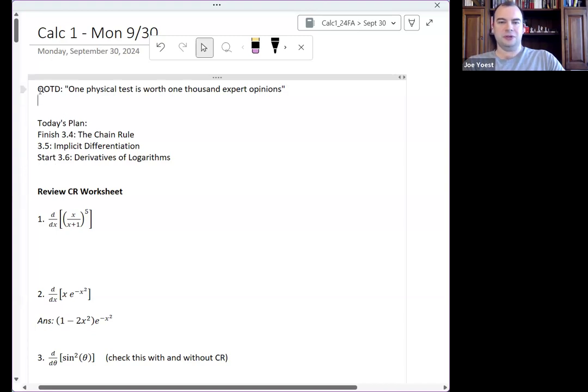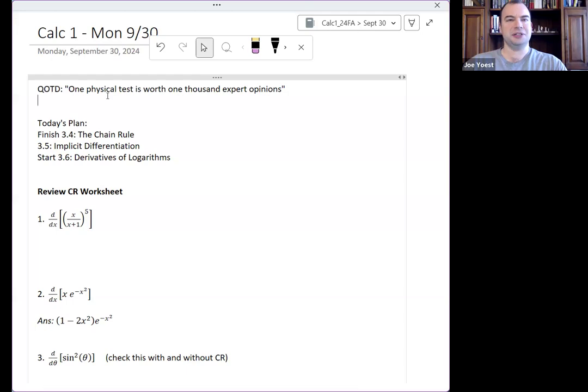Okay, the quote of the day today is that one physical test is worth 1,000 expert opinions. Much of our sciences, or I guess really all of our sciences, essentially are experimental in nature, right? So we have physics and we have theoretical physics models, and they're really nice mathematical models. But if you come up with a super nice, elegant mathematical model for something in physics or chemistry, I don't care how nice or how elegant it is, if it disagrees with experiment, it's wrong in that context, right?